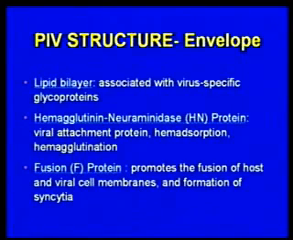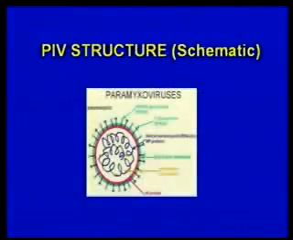And interestingly, the F protein, or fusion protein, is important in the fusion and coalescence of infected cells, and that is called the F protein. It has some importance in terms of vaccine and immunity. We'll talk about that later.